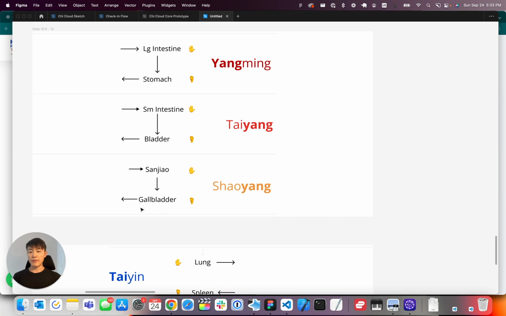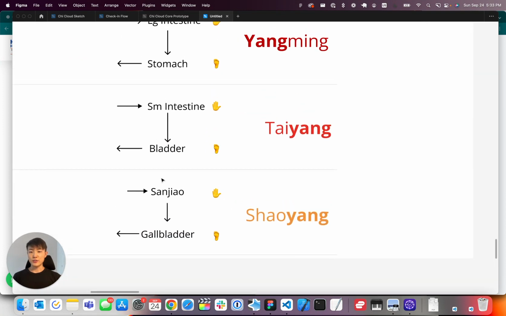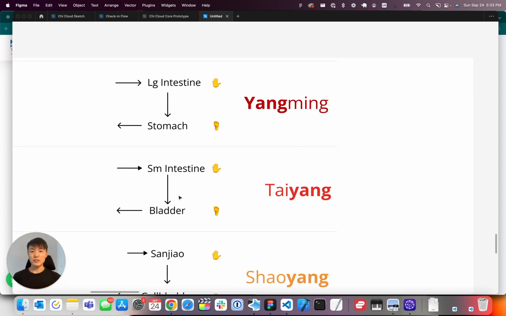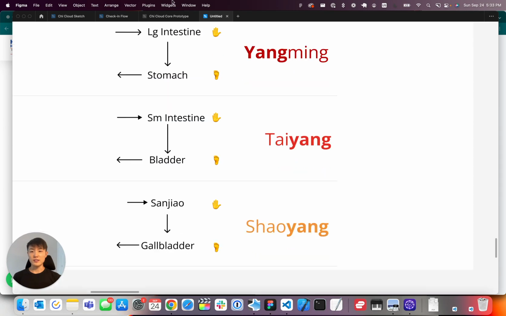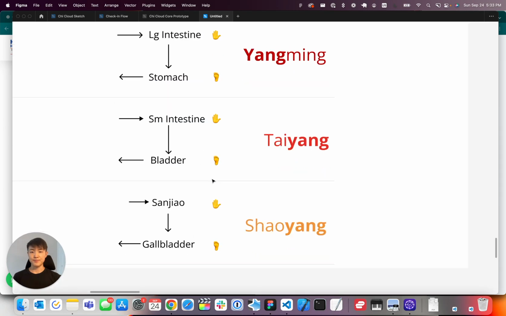And finally, we have the gallbladder. And so the gallbladder stores the bile that the liver produces and secretes it into the stomach. So again, it's still a little sac of fluid that releases into something. And so these are all yang organs, and so these are the yang meridians.